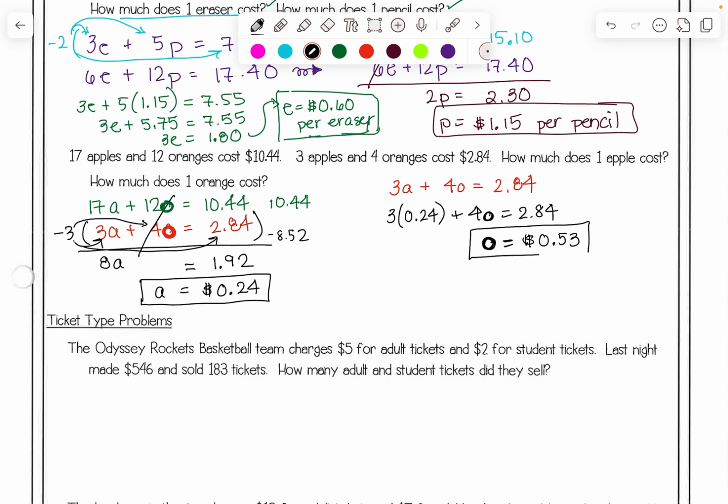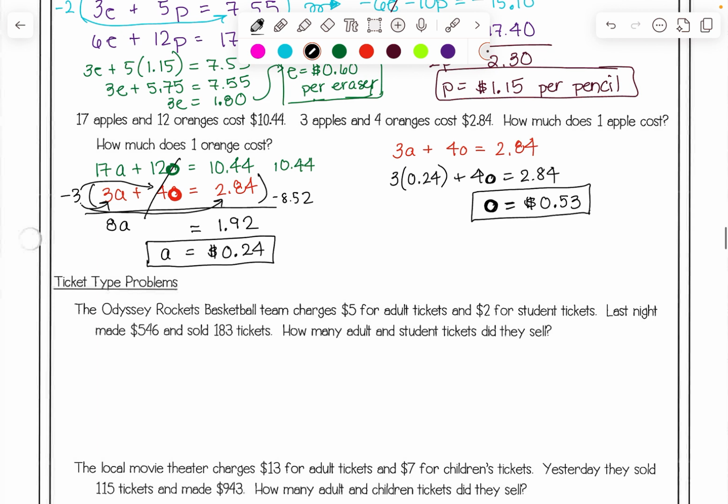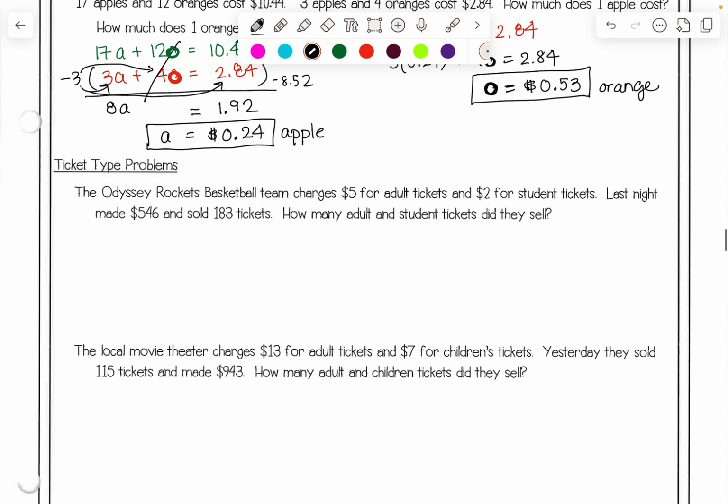Check your math, check my math. Make sure you are labeling your solutions. Apples, oranges. Per apple, per orange. There we go. All right, finally, ticket type problems.